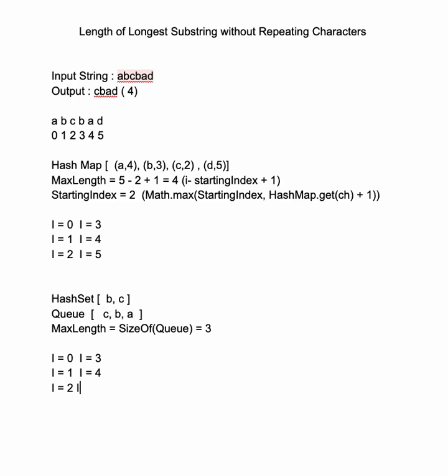At I equal to 5, the character D is not present inside the hash set, so we'll add it. We'll add it to the queue as well. The max length is nothing but the size of the queue, which is 4. So we'll be returning the max length as 4.